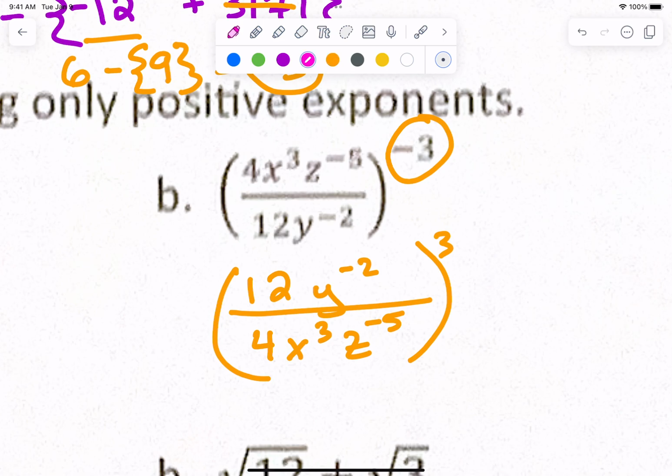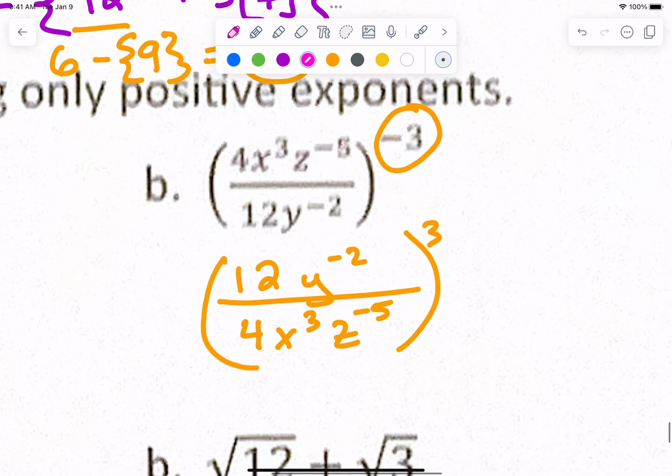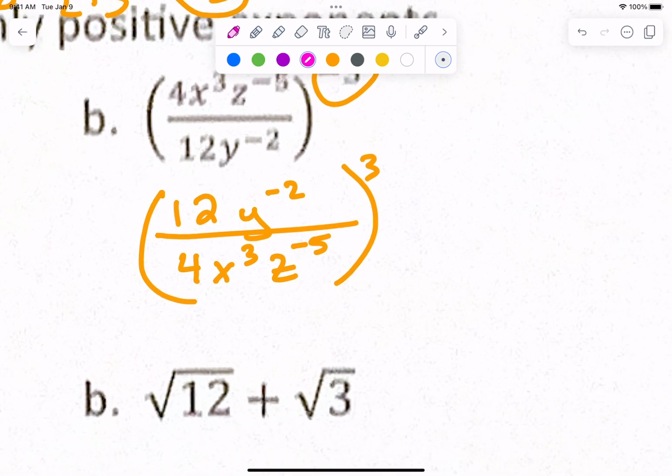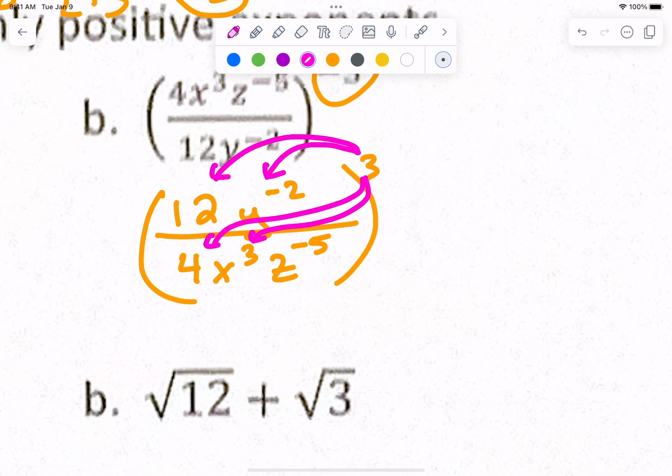Now you could try to simplify some stuff inside there, so you might not do the steps the same way as we will. Like 12 and 4 will reduce to 3. That might be faster. I don't know. Do you want to just distribute your 3 through? Sure. Okay, what's 12 to the third power?